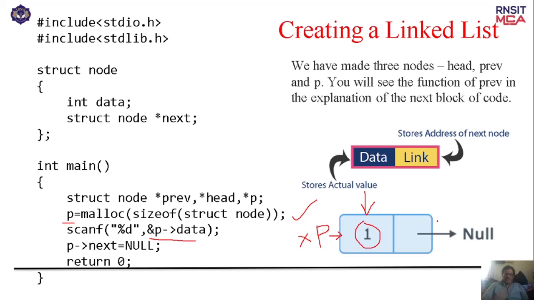So a very, very important thing that you should understand. You have to allocate the memory, store the data, and set the new node's next link to null. So these are the three things that have to be done at this stage.